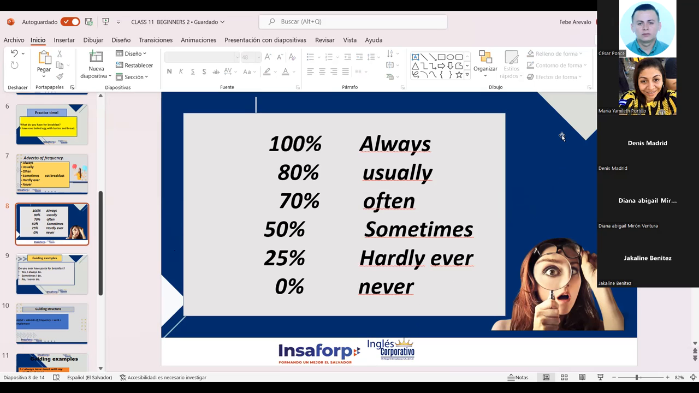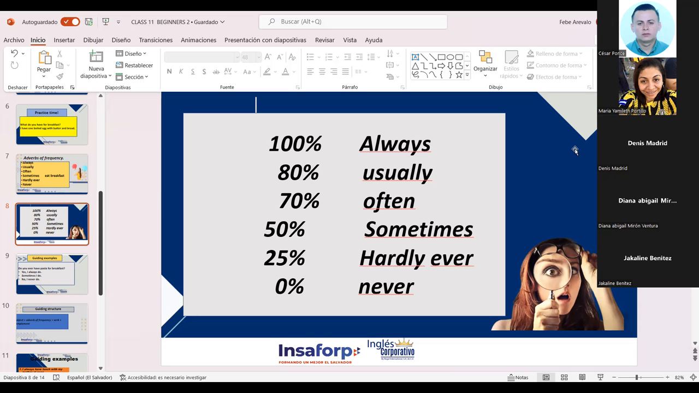50%, 50%. 50, sí, sí, es cierto, perdón, aquí yo lo había puesto mal. 50% sometimes and 25% and hardly ever, 0% ever. Yes, that's correct. Very good. Thank you, Diana.